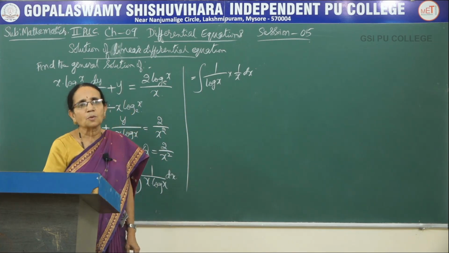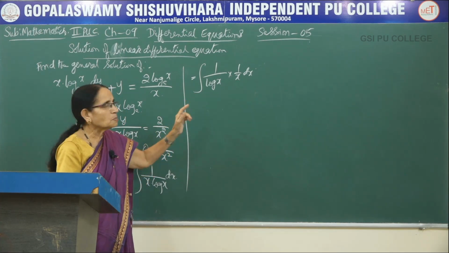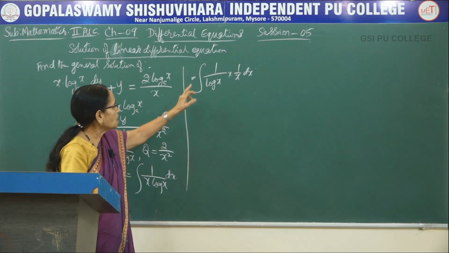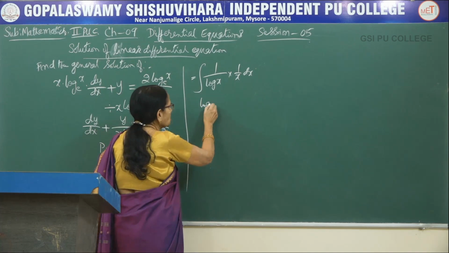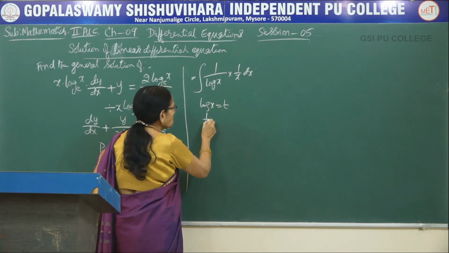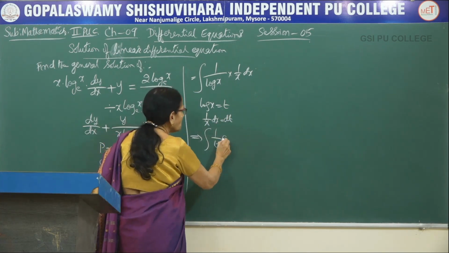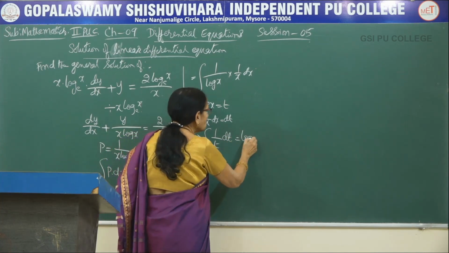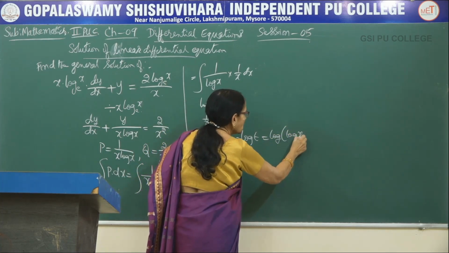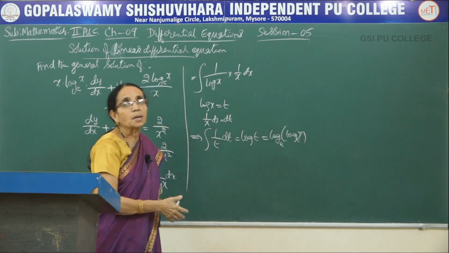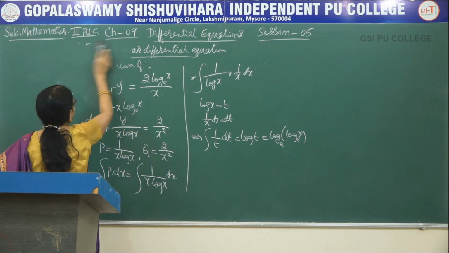Now here we have to make use of the substitution method. When you take log x to be equal to t, 1 by x dx becomes dt. Therefore, the function takes the form 1 by t dt, whose integral is log of t. But what is t? It is log x. So the integral is log of log x, with e being the base here. Now I have calculated integral p dx.